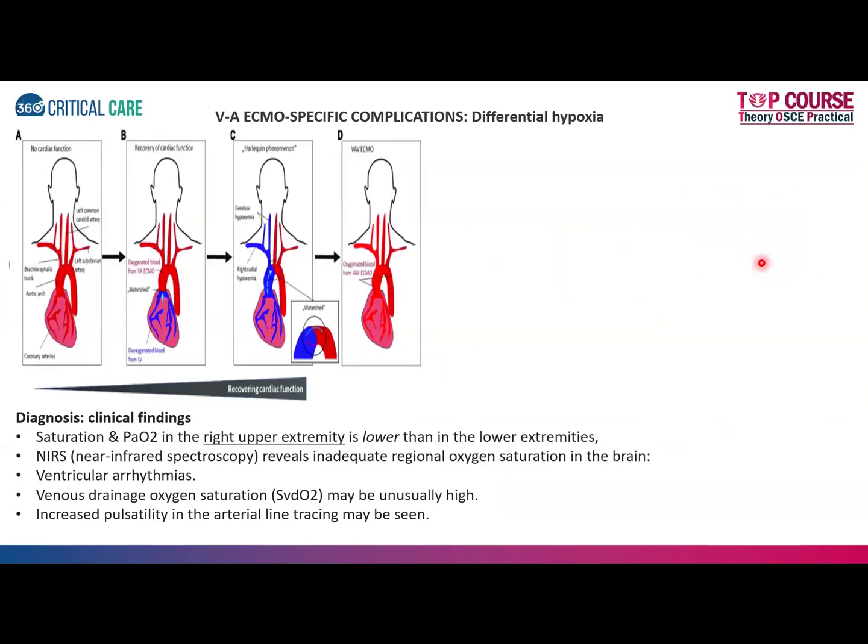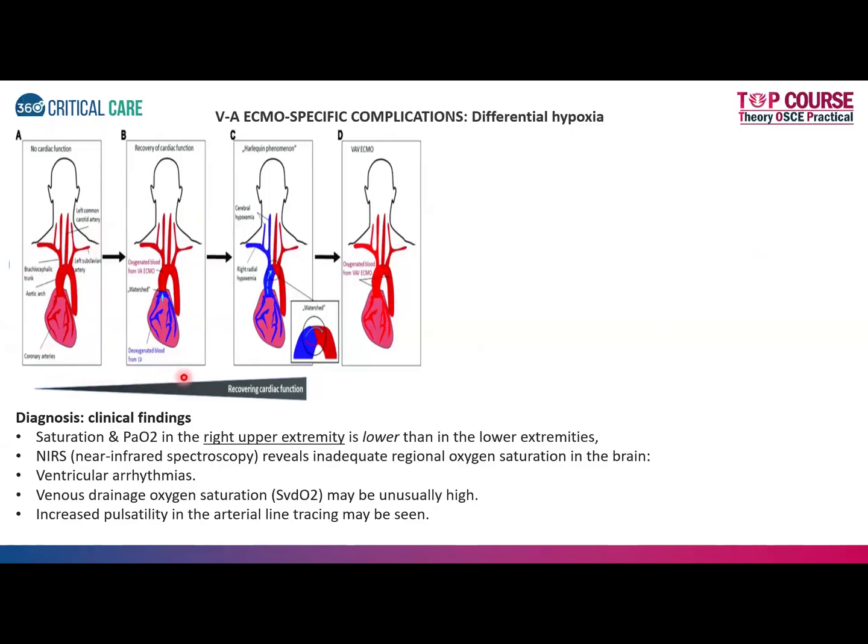Next, we have the differential hypoxia. This is the second VA ECMO specific complication. So, what happens here is, we have no cardiac function, and the regular deoxygenated blood is flowing and goes into the blender, and then we have the oxygenated blood coming back.